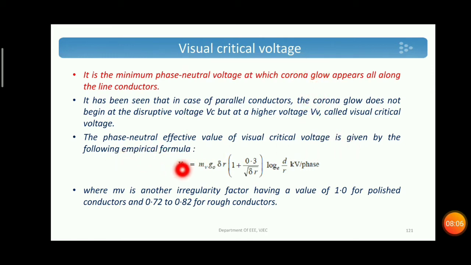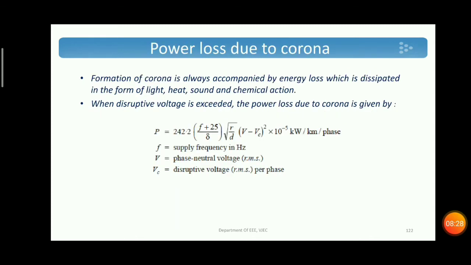The visual critical voltage is given as MV G0 delta R, 1 plus 0.3 by root of delta R, log D by R, where MV is the irregularity factor. This is 1 for polished conductors and 0.72 to 0.82 for rough conductors. Delta is the air density, D is the distance, and R is the radius of the conductor.